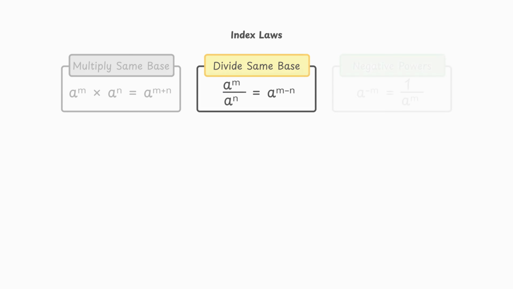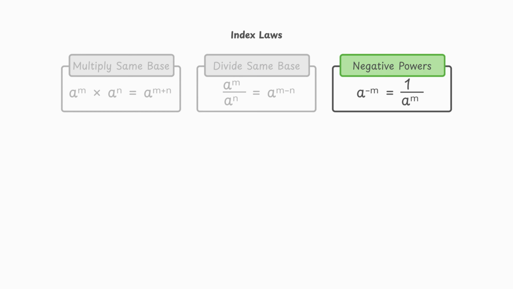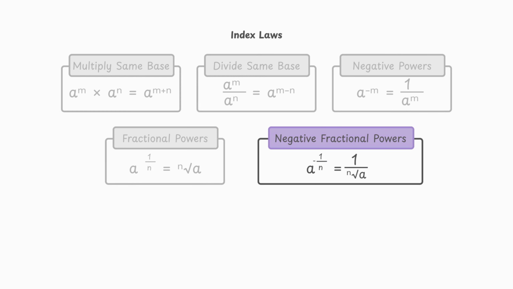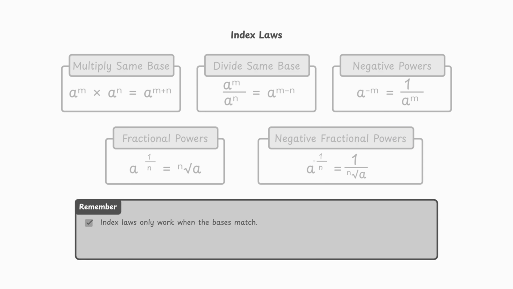Next, negative powers. A negative power means reciprocal, so it becomes a fraction. So a to the power negative m equals 1 over a to the power m. Now, fractional powers. A power of 1 over n means an nth root, so a to the power 1 over n equals the nth root of a. We also have the negative fractional powers. When a is raised to the power of negative 1 over n, it is equal to 1 over the nth root of a.